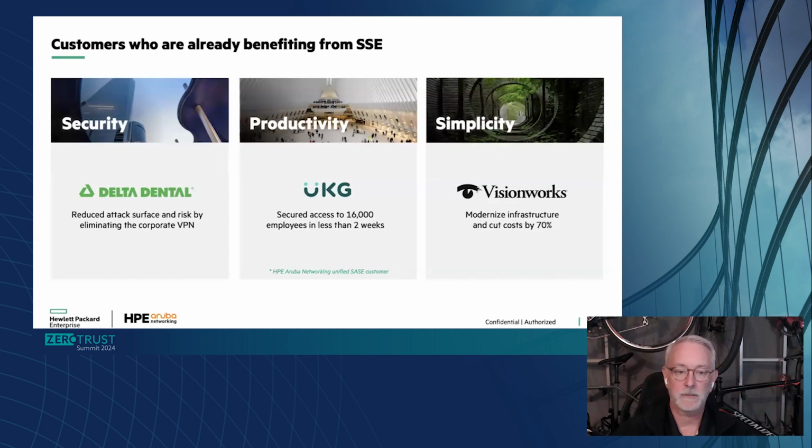The first one is Delta Dental, who got a jump start on their Zero Trust program by replacing 4 separate VPN solutions with a single SSE platform. Or maybe it's a company like UKG, who went in both feet with a unified SASE platform delivered from HPE Aruba Networking. This is a true combination of networking and security. This gave them fast connectivity along with great security for end users through a single service.